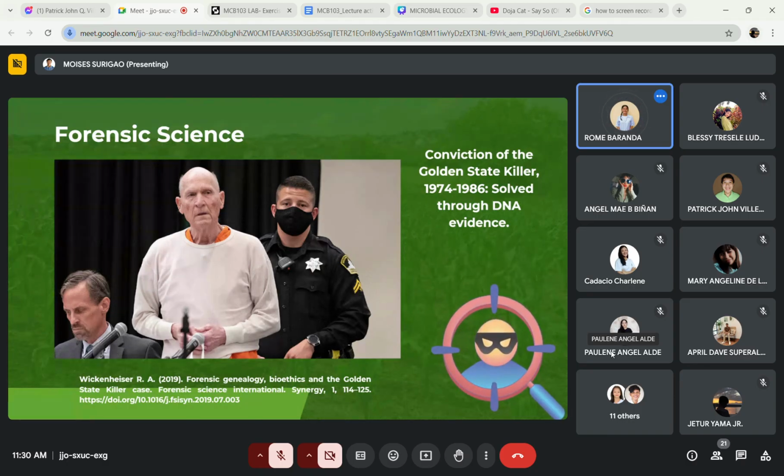So the case was solved in 2020, wherein the Guardian news reported that he was sentenced to life in prison without possibility of parole.